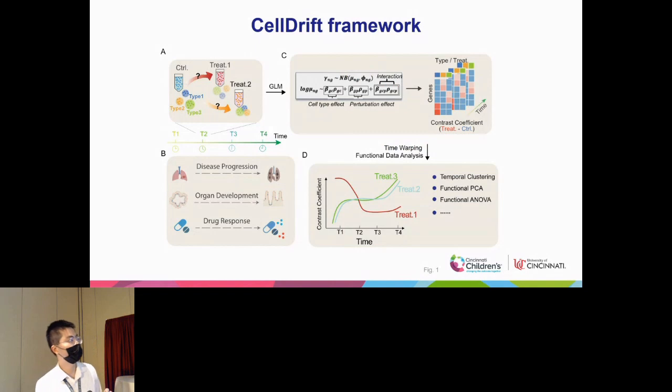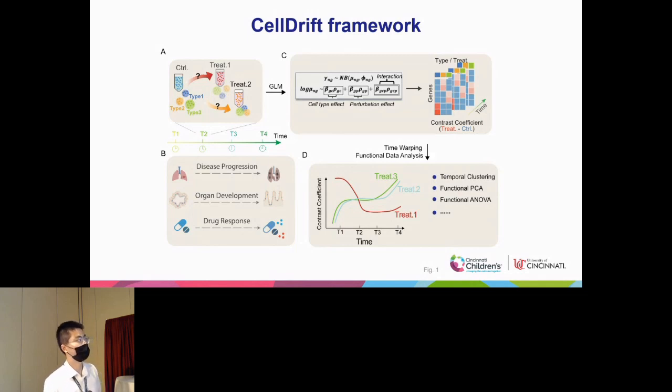And our ultimate goal is like what we show in panel D. We want to identify different patterns like treatment A, which has a very distinct temporal perturbation response compared to treatment 2 and treatment 3. So, for example, if we apply temporal clustering, we want to identify these two very distinct patterns.